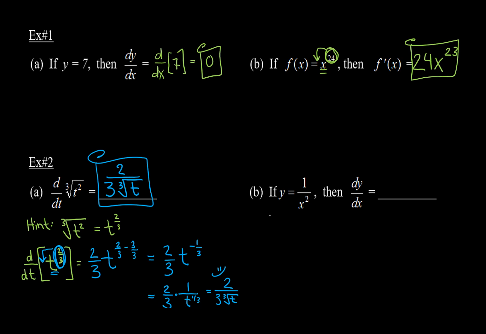For the next problem, this also goes smoother if we rewrite it. So instead of using 1/x², let's use the rule of exponents and turn that into x to the negative 2. Then we can take the derivative of that. We're taking the derivative with respect to x.